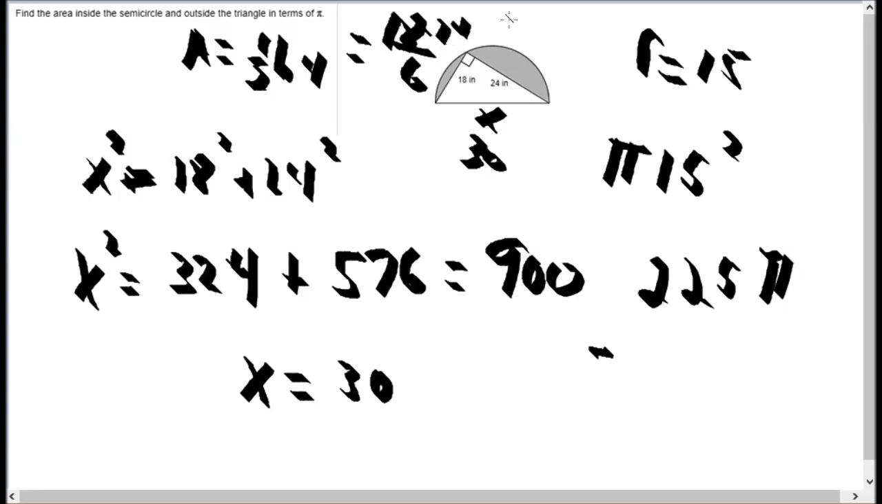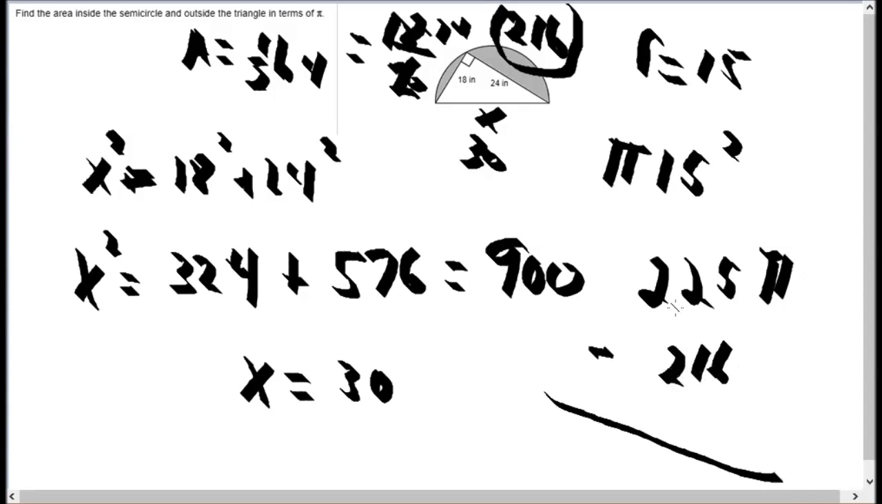which is 216. Right, so we have 18 times 24 divided by 2, and then we end up with 216 in there. So this part in here is 216, and the whole thing is 225 pi, so we want to take out that 216. We'll get 3.14 times 225 is 706.5, and then subtract the 216, so we get 490.5.